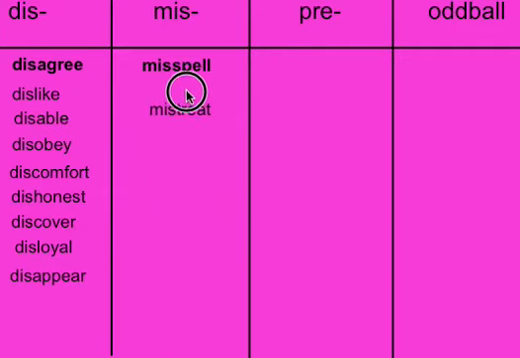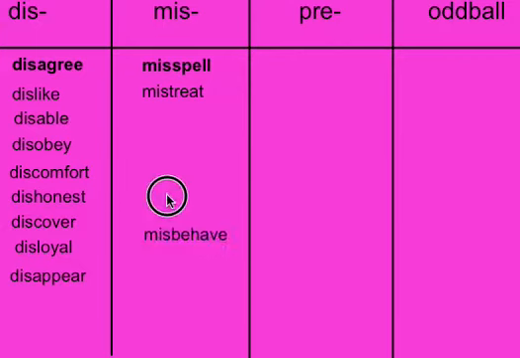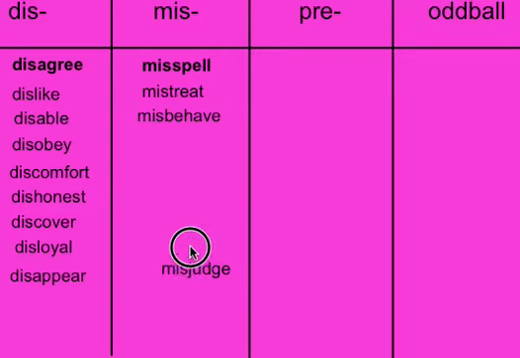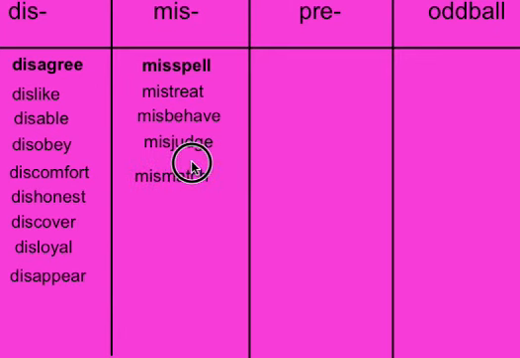Mistreat, to treat someone nicely. Mistreat would be to treat them not nicely. Misbehave, we know what it means to behave. If you misbehave, you're behaving wrongly. Misjudge. Mismatch. We know what it means to match. If you mismatch, you wrongly match. You do not match. And the last one in this column, go ahead and find it, misplace. If you put something somewhere, you place it somewhere. If you misplace it, you put it in the wrong place.